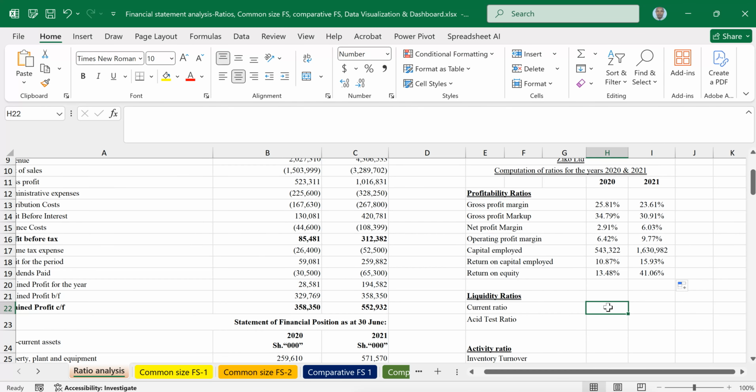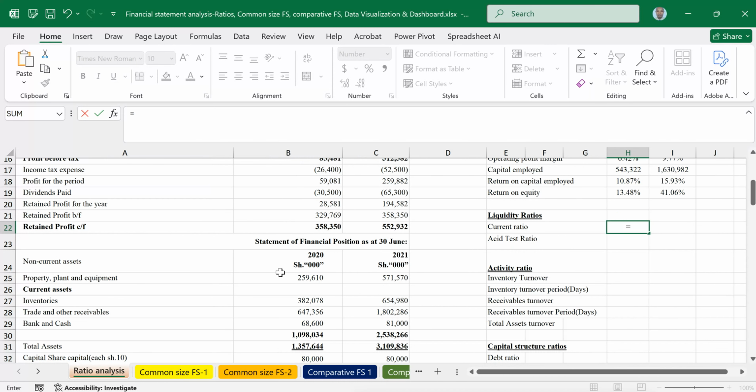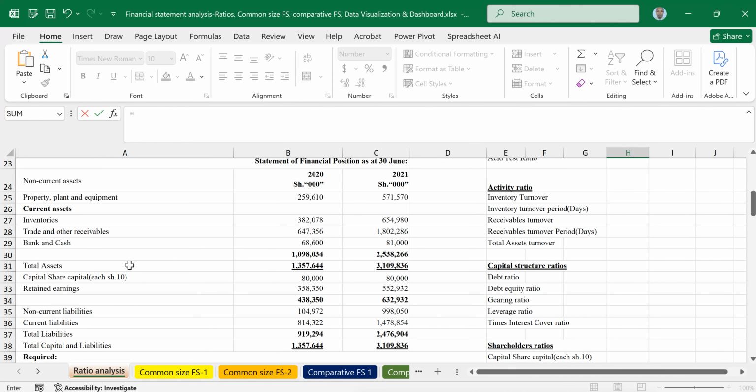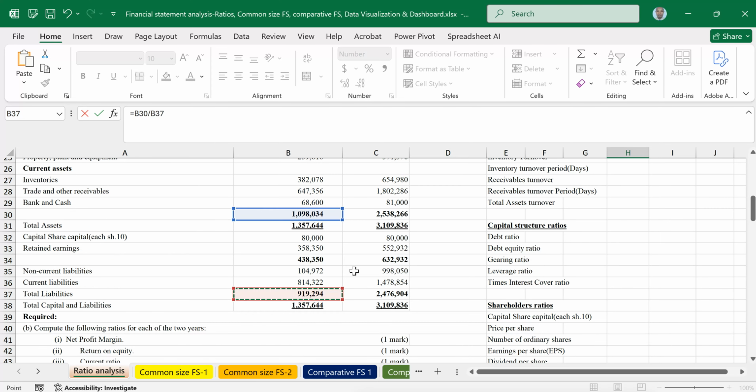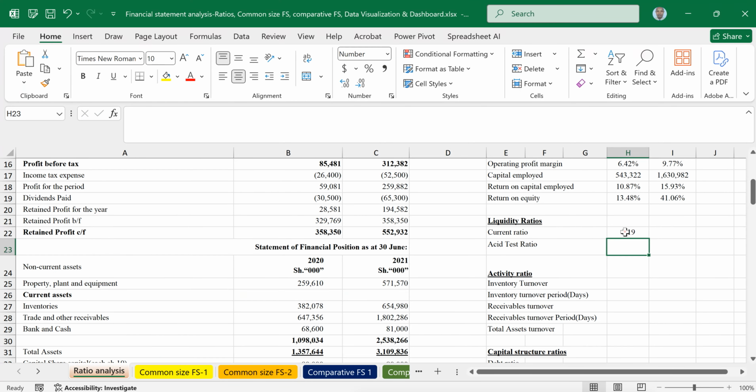Liquidity ratios, ability to pay your liabilities, current liabilities. Current ratio is equal sign. Go for current assets, and current assets are 1,098,000. Divide that with current liabilities, and current liabilities are 919,294. Enter, and that gives us 1.19.